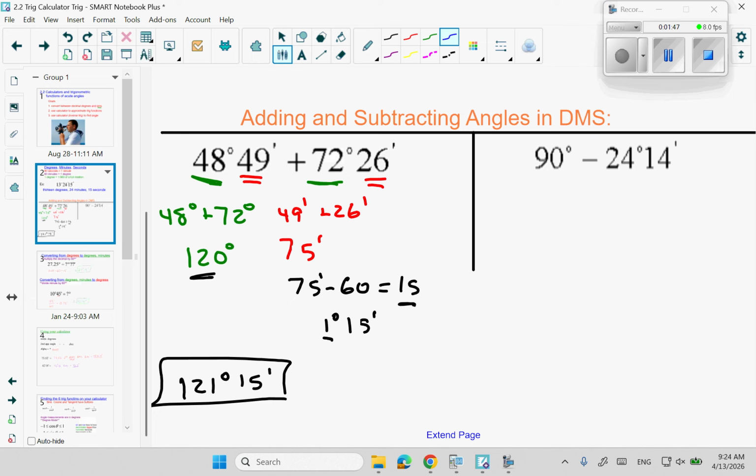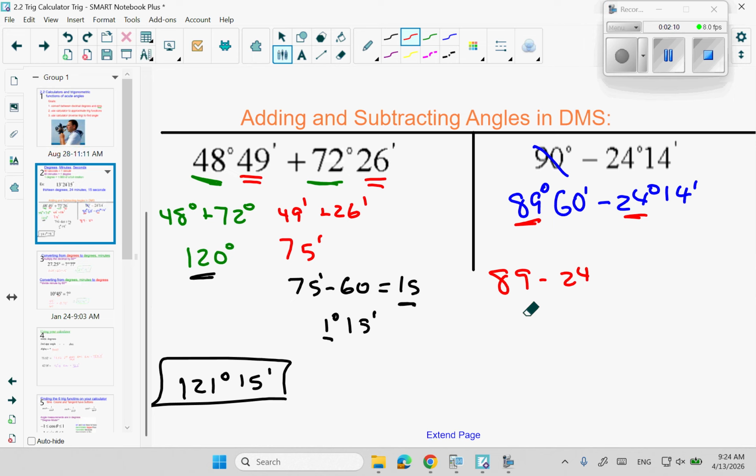Subtracting wise, I would try to subtract like terms, but this one doesn't have any minutes. So I have to borrow and convert this into 89 degrees and 60 minutes, which are equivalent expressions. And then again, you just do like terms. So 89 minus 24 gives us 65 degrees. And then 60 minus 14 gives us 46 minutes.